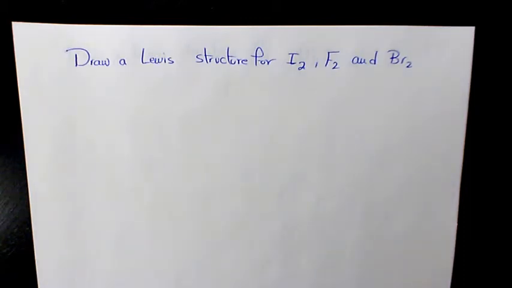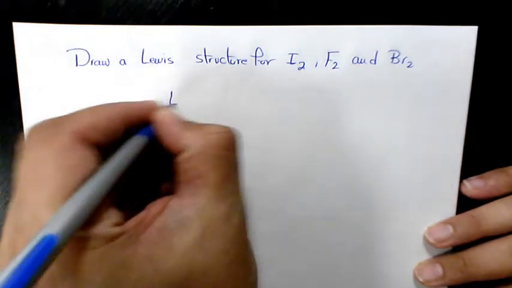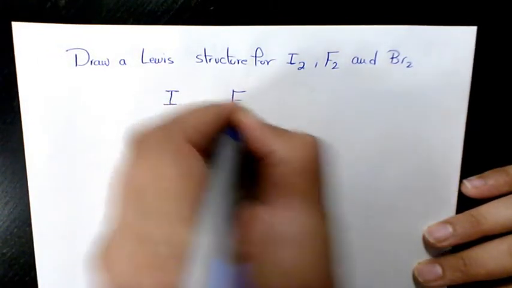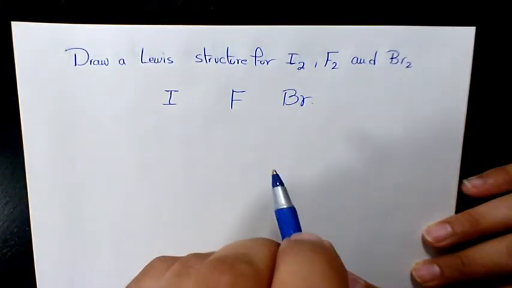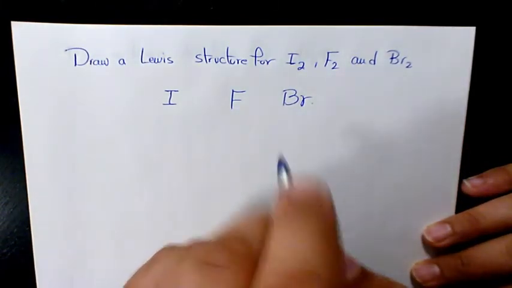Welcome to another video. In this video I want to show you how to draw a Lewis structure for I2, F2 and Br2. These are super easy. They belong to the halogen group and all of them have 7 valence electrons.